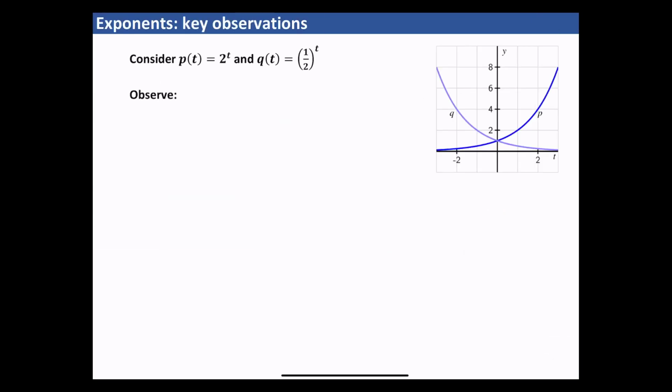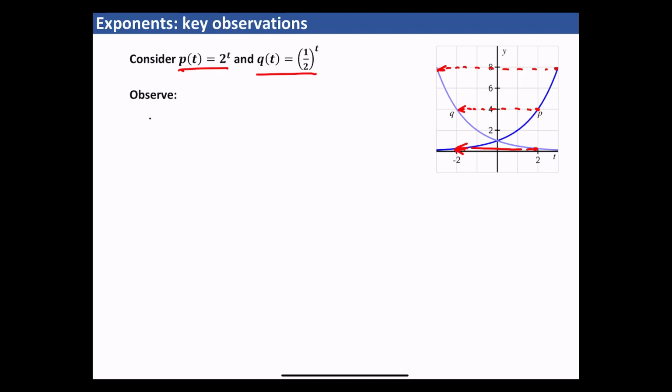To explore reflections across the y-axis, let's look at p of t equals 2 to the power of t and q of t equals 1/2 to the power of t. Looking at their respective graphs, we can see that q of t is a reflection of p of t across the y-axis. In addition, we make a key observation about the use of exponents.